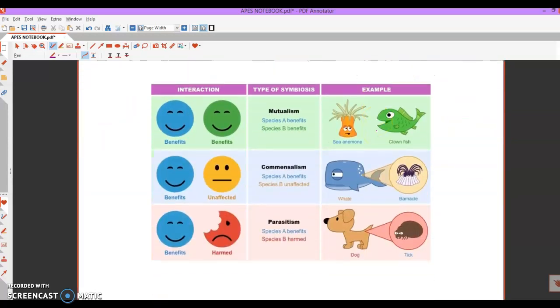Alright, so this is the section that should be a review for you guys. You were supposed to learn this in freshman biology. So these are what we call our symbiotic relationships. And you should recognize the words here. And so our faces kind of show you what's happening as well.